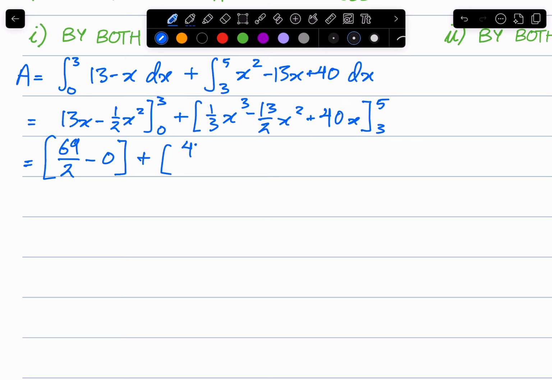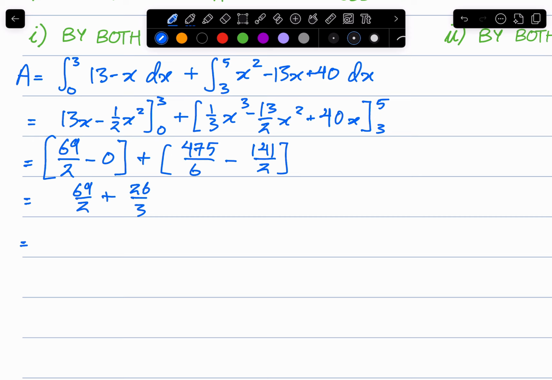This gives me 475 on 6 minus, substituting 3 into our expression, we get 141 on 2. This remains as 69 on 2. 475 on 6 minus 141 on 2. This gives me 26 on 3.